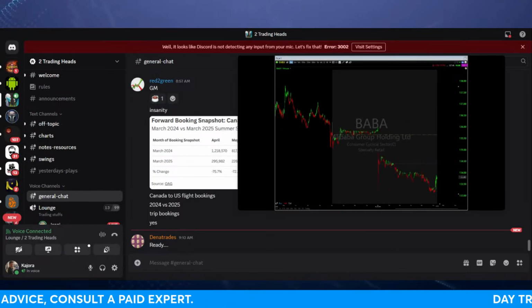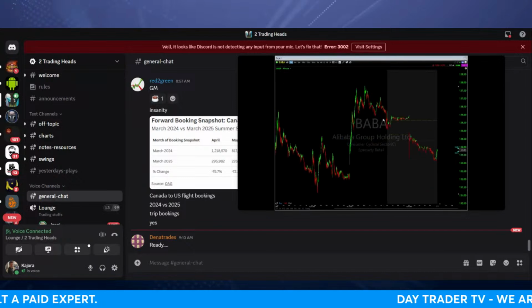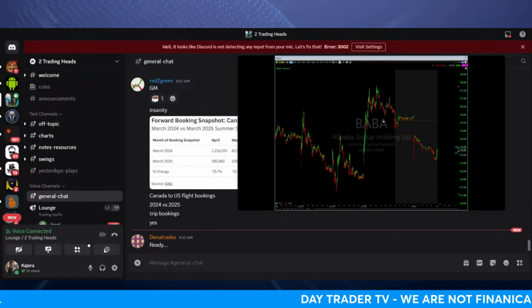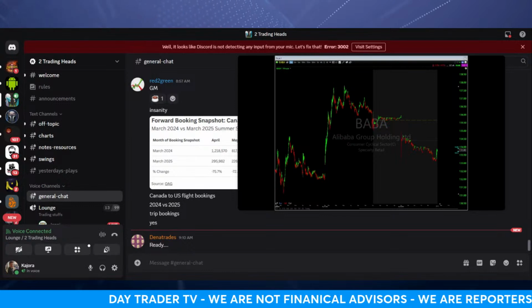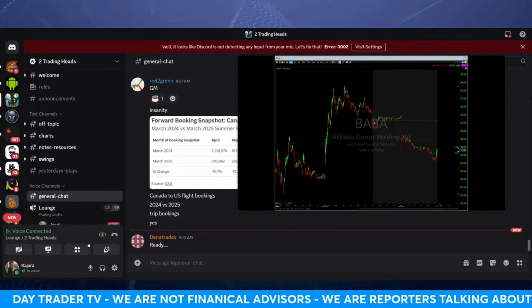What are the Chinese stocks doing here? Nice little flag here, huge flag. It's not a little flag, it's a huge flag on Baba. Definitely keep an eye on Baba.